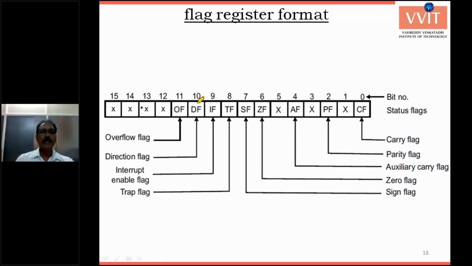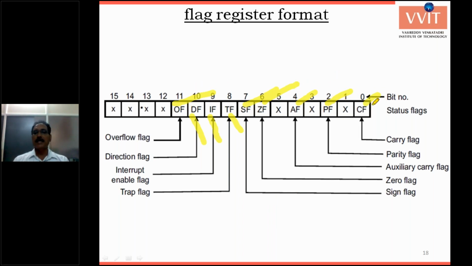Status flags are the ones indicated in yellow: carry flag, parity flag, auxiliary carry flag, zero flag, sign flag, and overflow flag. The control flags are the trap flag, interrupt flag, and direction flag.